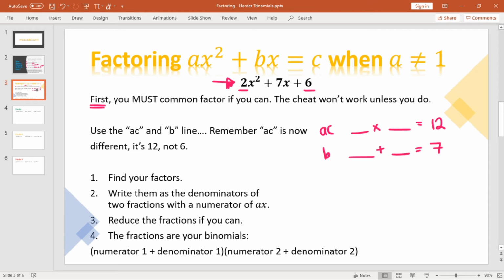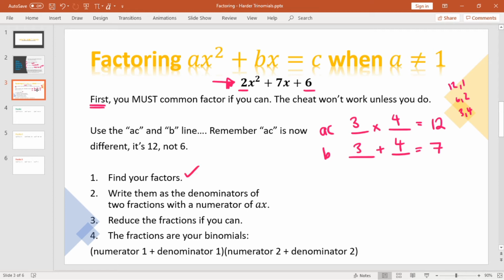So you can think about it, you've got 12 and 1, you've got 6 and 2, no good, no good, and you've got 3 and 4. And those work for you. Everything's positive, so both factors will be positive. Okay, so I've found my factors.